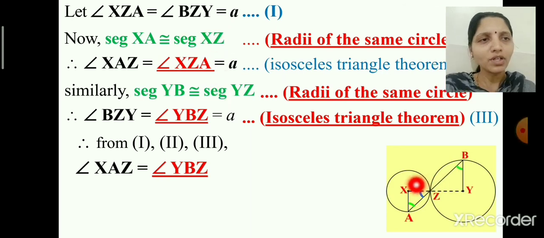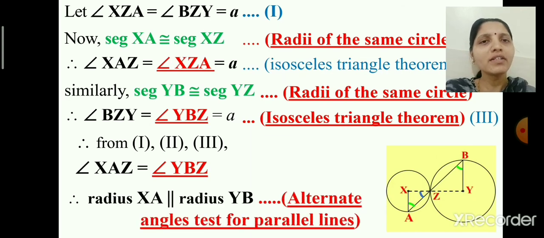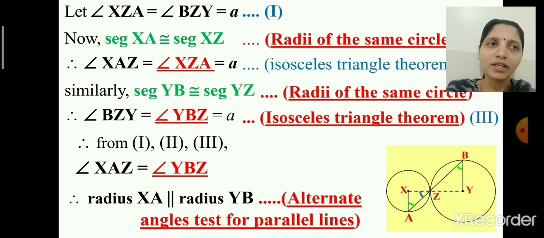If you consider seg XA and YB as the parallel lines and XY as the transversal, then these two angles will be alternate angles. Therefore, radius XA is parallel to radius YB. Reason is alternate angles test for parallel lines. I hope you all have understood this. Hence, we have proved the statement.